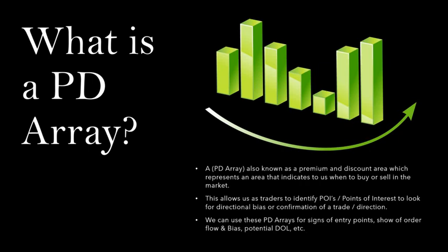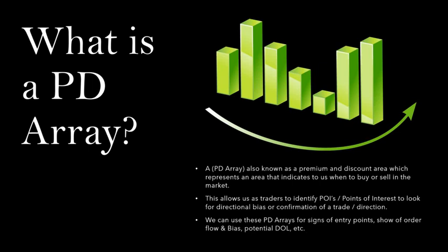Now, what is a PD ray? A PD ray, also known as a premium and discount area, represents an area that indicates to us when to buy or sell in the market. This allows us as traders to identify POIs, otherwise known as points of interest, to look for directional bias or confirmation of a trade direction. We can use these PD rays for signs of entry points, order flow and bias, potential draw on liquidity, etc. So a PD ray represents premium and discount areas.